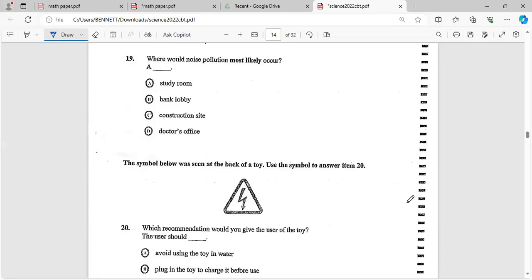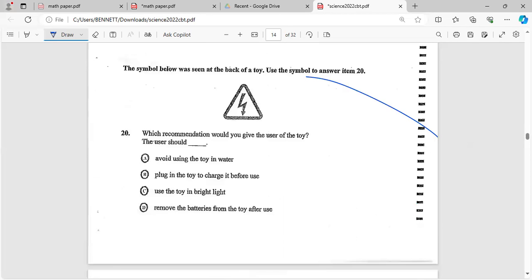Where would noise pollution most likely occur? A, a study room. B, a bank lobby. C, a construction site. Or D, a doctor's office. And that would be a construction site. All right, let's move on to number 20.